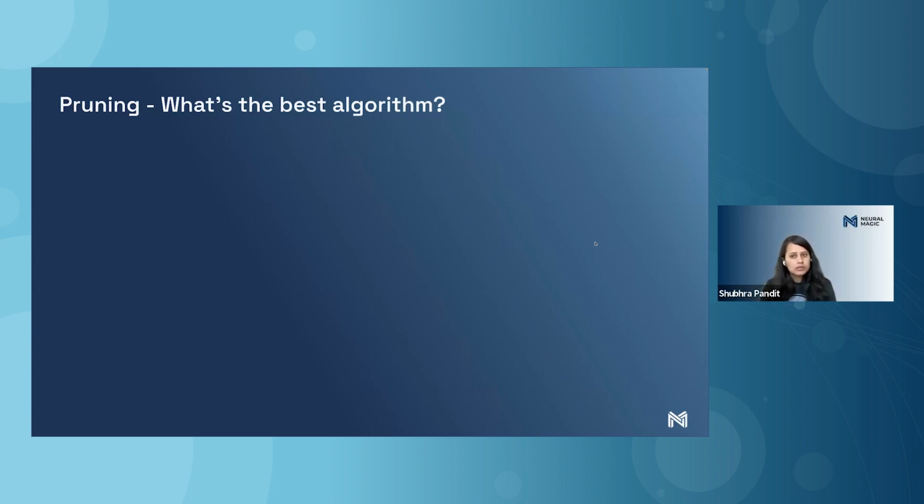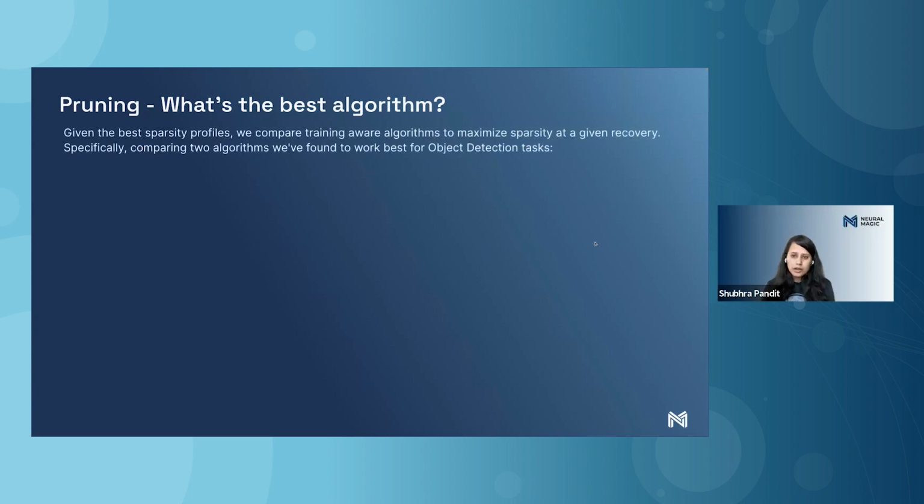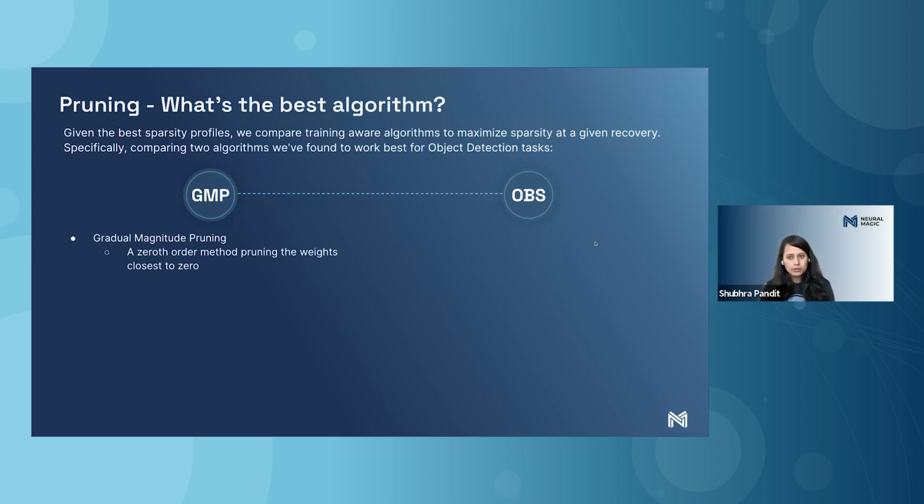But training-aware methods typically produce better recovery, especially at higher sparsities. So here we'll be looking at the different pruners in the context of training-aware. And the two main pruners that we looked at are global magnitude pruning and OBS, optimal brain surgeon. So looking at global magnitude pruning first, GMP is a zeroth-order method that looks at the magnitude of weights for the individual nodes and prunes the ones that are lowest. And it prunes as many of these lowest weights as needed to get to your target sparsity.